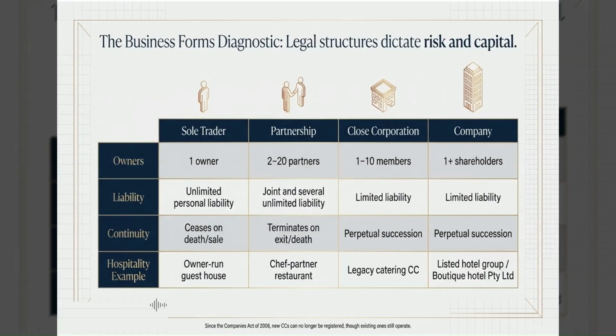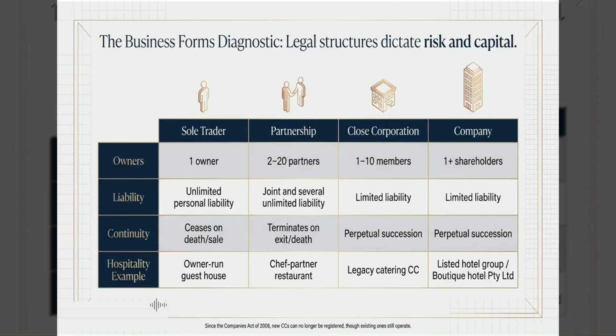First, the sole trader: one owner, a guest house owner, a private caterer, a freelance consultant. The owner supplies the capital. And apart from a trade license and any industry requirement, there are no legal formalities. Now look at the liability row: unlimited personal liability. The business is not a separate legal person.